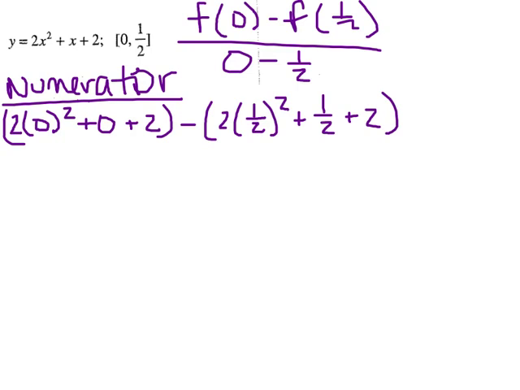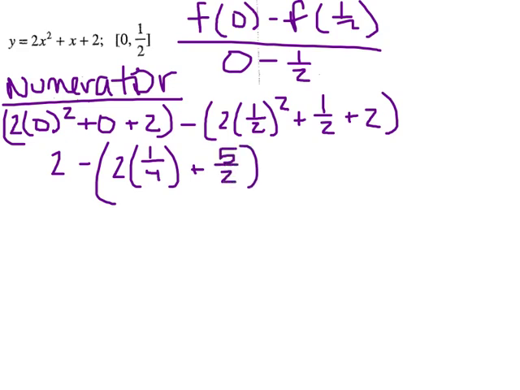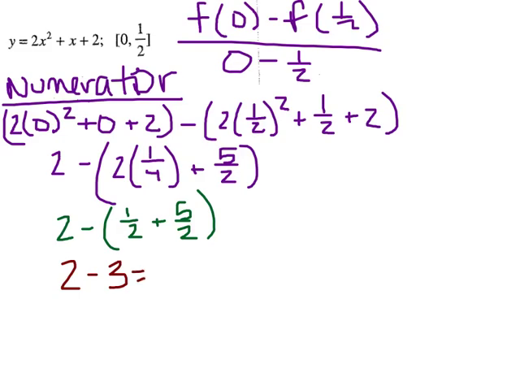Solving that out, we get 0 plus 0 plus 2, which is just 2, minus 2 times 1/2 squared is 1/4, and then 1/2 plus 2 is going to be 5/2. Go ahead and keep solving this out. We will get 2 minus 2 times 1/4 is 2/4, which is 1/2, plus 5/2, which is 6/2, or 3. 2 minus 3 is -1.